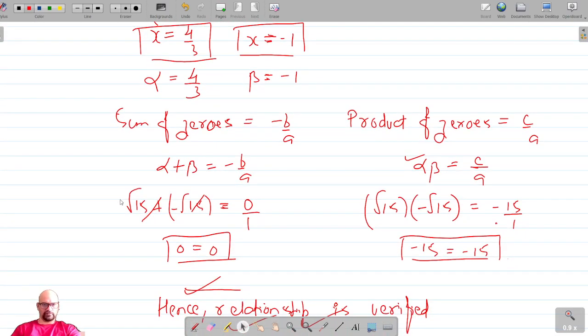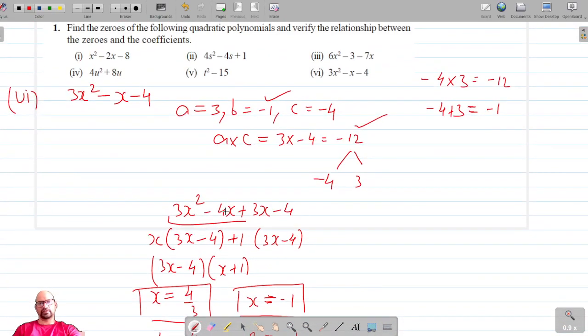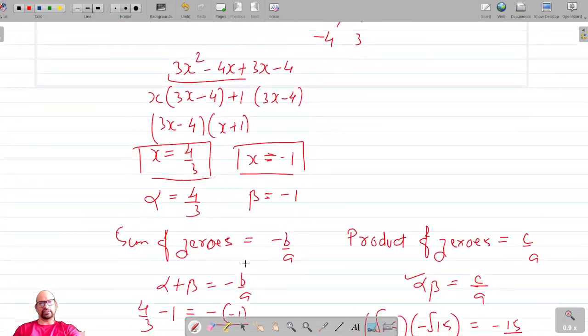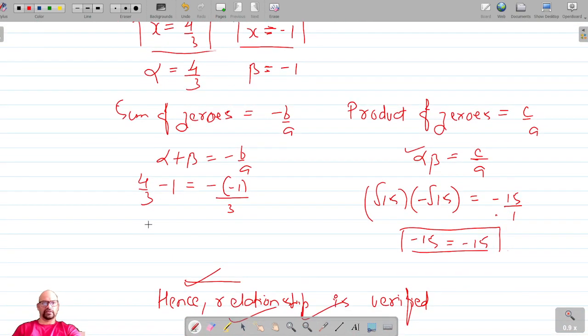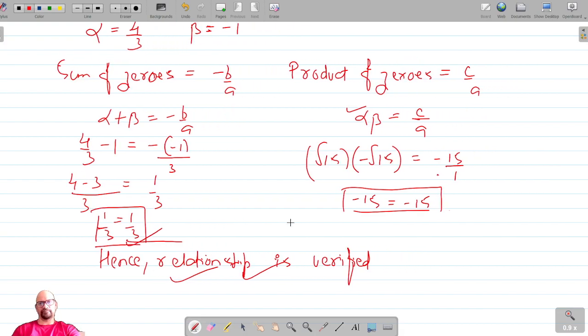Okay, now let's verify the relationship. Put in the respective values of alpha and beta. So this is 4 by 3, negative 1, and this is negative b by a. b is negative 1 and a is 3. So if I take LCM here, this is 4 minus 3 and this is 1 by 3. So 1 by 3 is equal to 1 by 3.